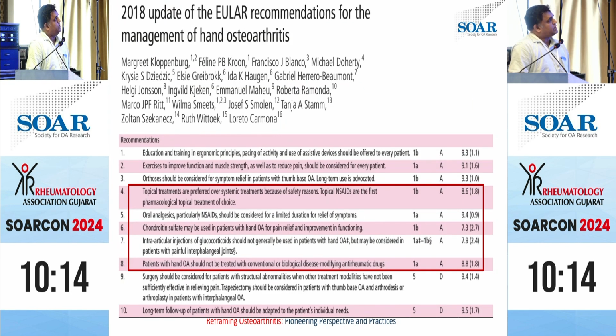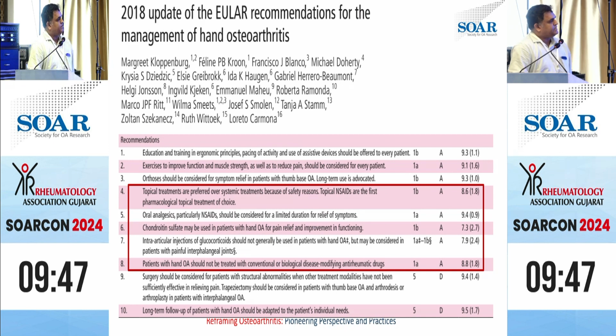What about the EULAR criteria? The 2018 EULAR update recommendation for management of hand osteoarthritis. The main difference from the ACR criteria is that they have included topical NSAIDs as the first-line therapy of choice in hand osteoarthritis, as against the ACR criteria, where they felt that topical therapies are fraught with risk because people can take the drug to the eyes and cause discomfort to the eyes, so they try to avoid that.